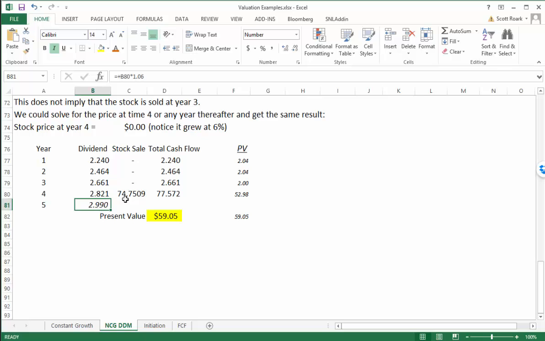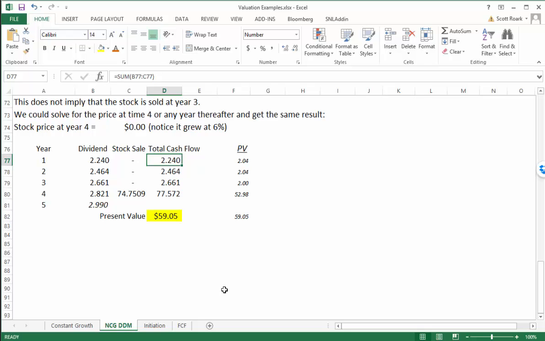And D5, the dividend at time period 5, is equal to the dividend at time period 4, growing at 6%. And remember that 6% is the normal growth rate. So my dividend at time period 5, D5, is equal to $2.99. The price at time period 4 is going to be equal to D5 divided by RS minus G. And so if I do that math, I get this number here, $74.75.